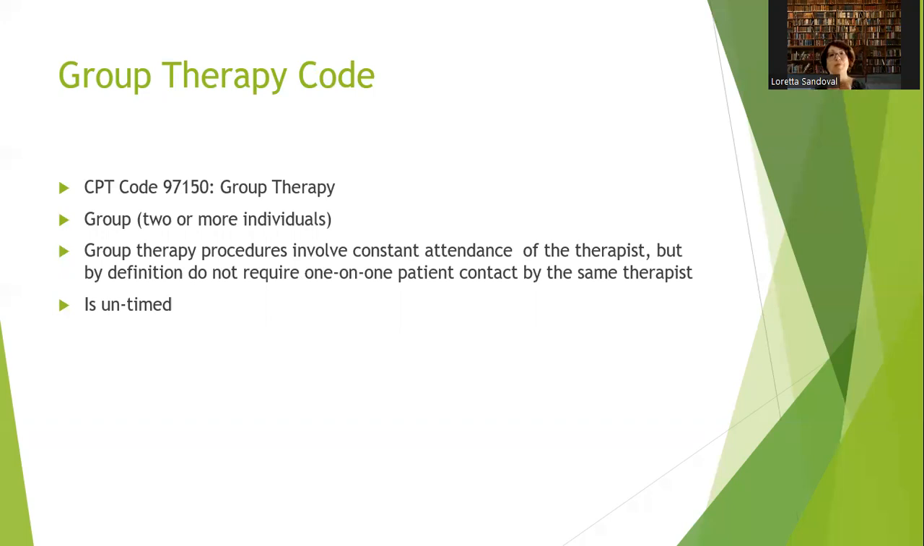Group therapy procedures involve constant attendance of the therapist, but they don't require one-on-one patient contact by the same therapist. It's an untimed code. So if you do group therapy for an hour, you don't charge 4 units for 15-minute units. You charge 1 because it's an untimed code.